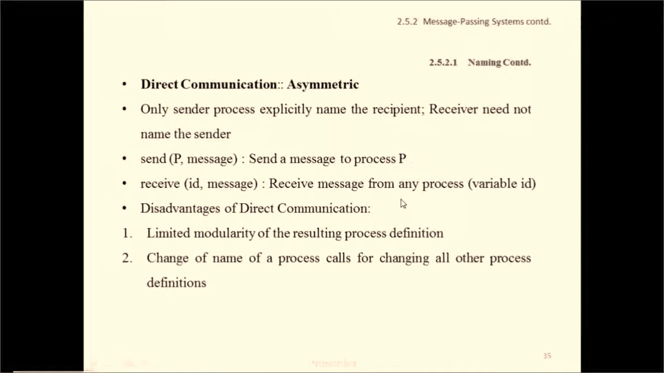Disadvantages of direct communication: this is the limited modularity of the resulting process definition. How are you going to identify? Naming becomes really difficult because there are so many receivers and senders. There might be more than one sender, so the issue might be complicated here. A change of name of a process calls for changing all other process definitions. If one process changes its name in the network, all other processes must know the change. They must change it in their code.